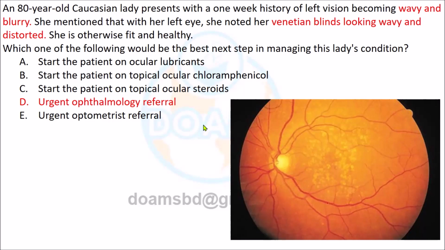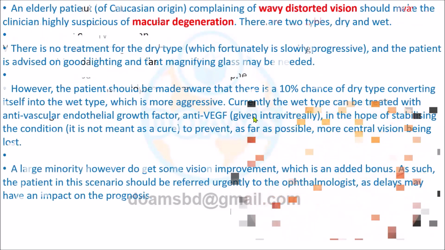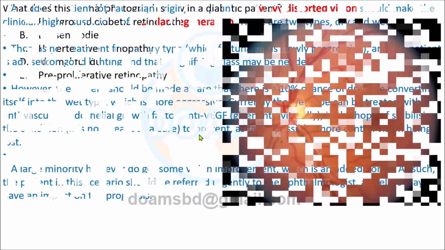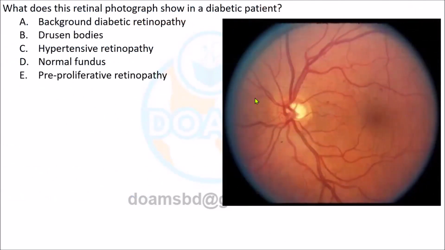Again, the Amsler grid may be a device in your OSCE exam, so you must remember and know about it. So wavy, distorted vision, macular degeneration. There will be one associated disease in mental illness. Who can remember? Charles Bonnet syndrome. Yes, Charles Bonnet syndrome.